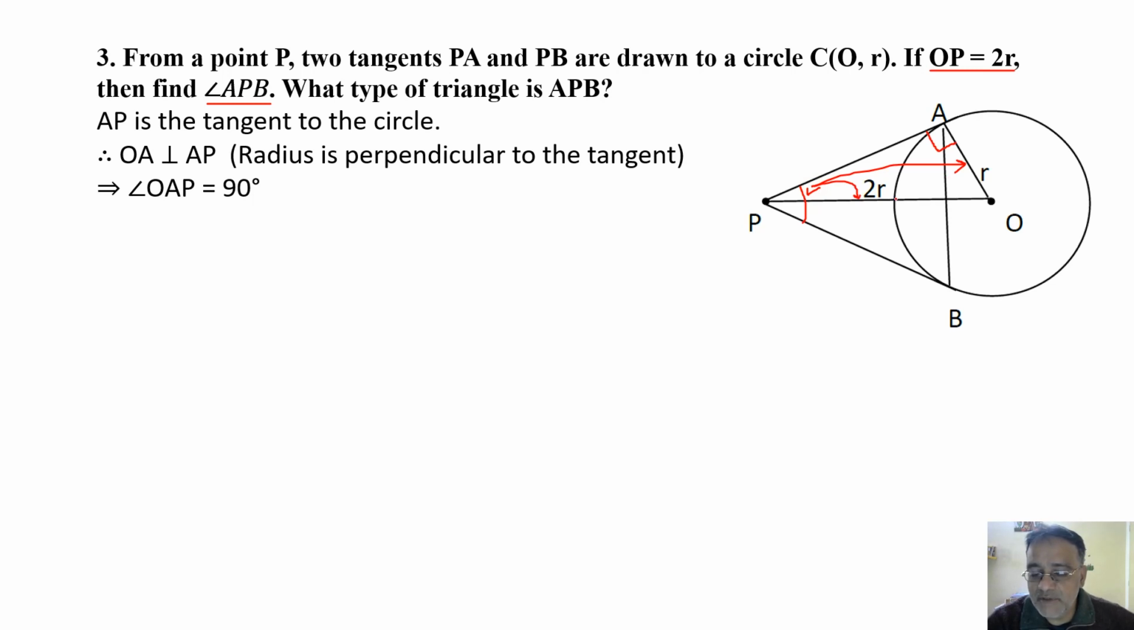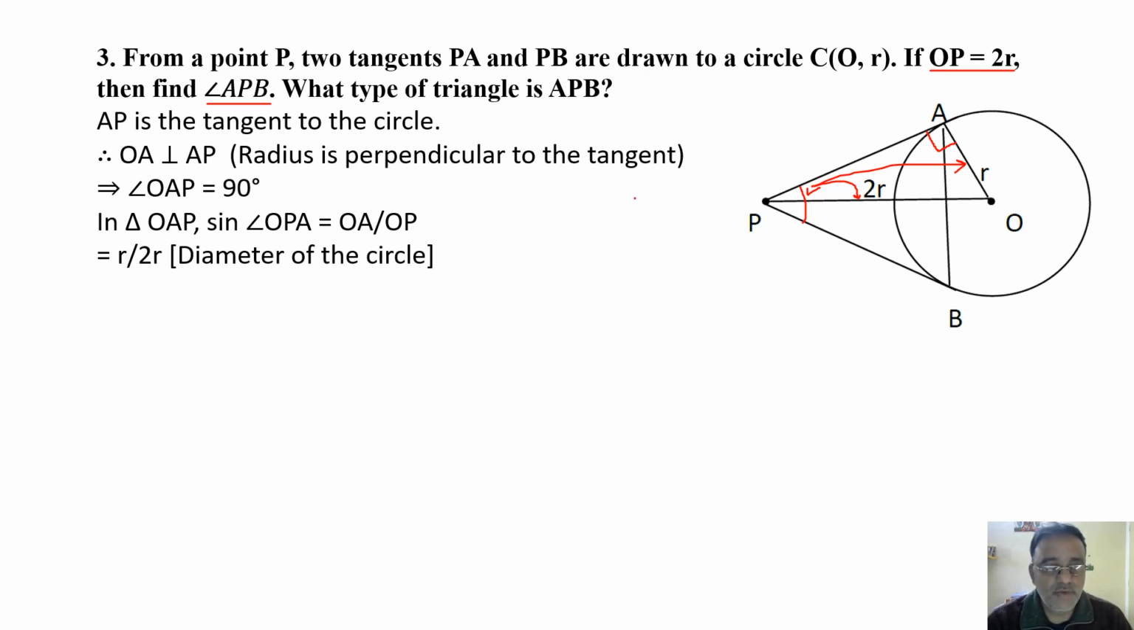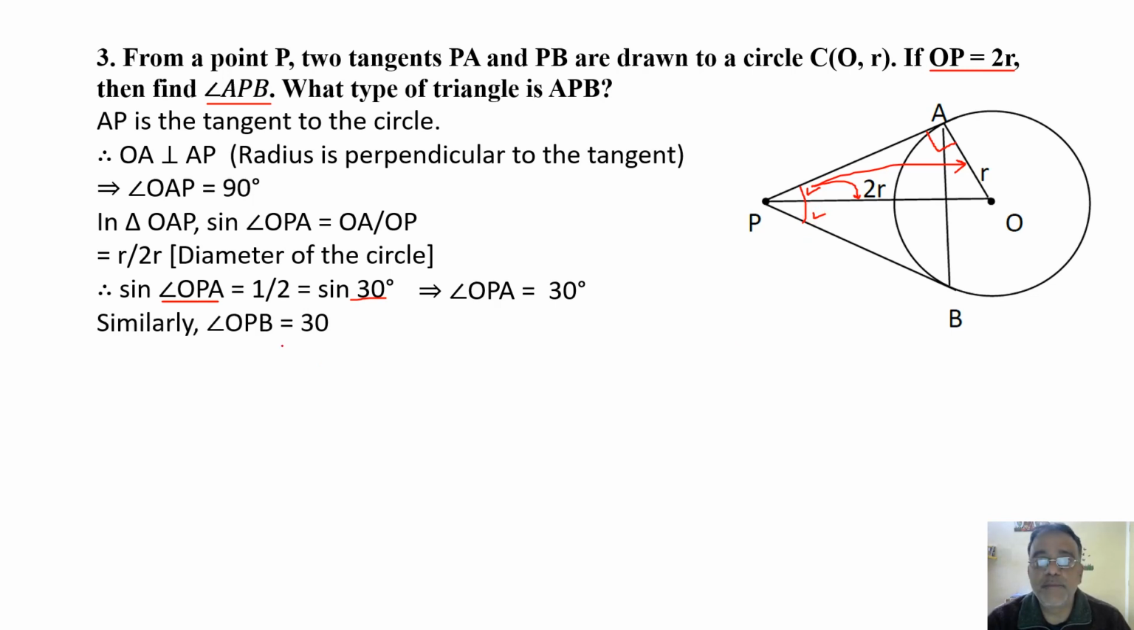So opposite upon hypotenuse, that is OA upon OP. OA is R and OP is 2R. So we'll get 1 by 2. 1 by 2 comes for which angle of sine? 30 degrees. So if we equate, we'll get angle OPA is equal to 30 degrees. Similarly, we can find this one also. Angle OPB is equal to 30 degrees.